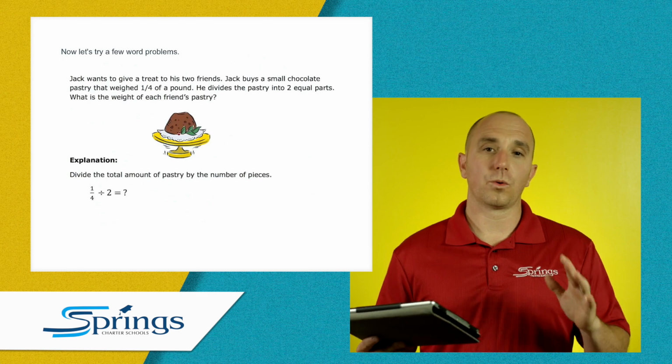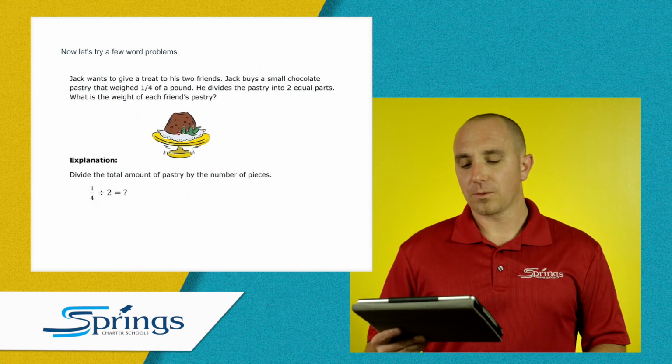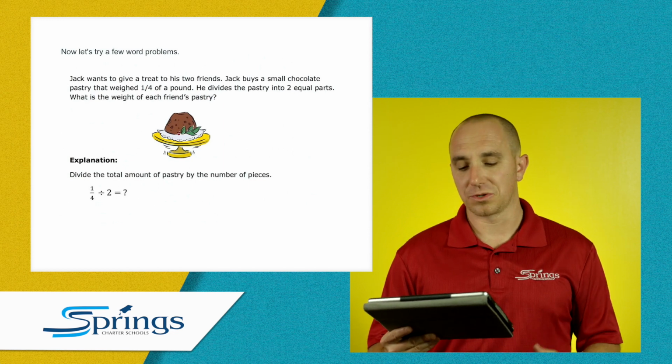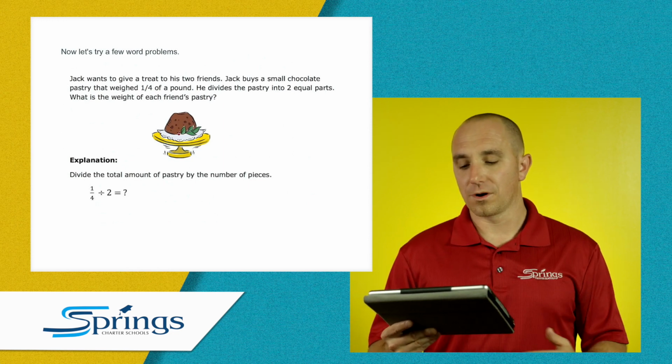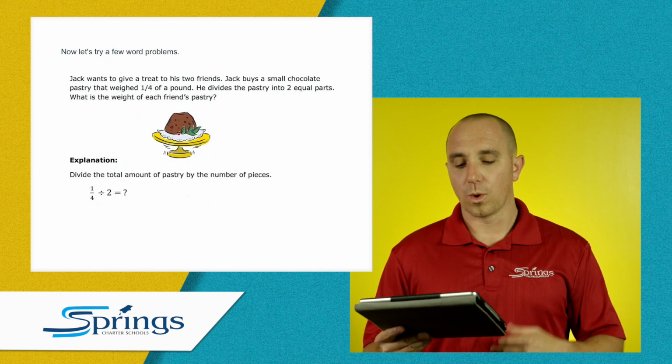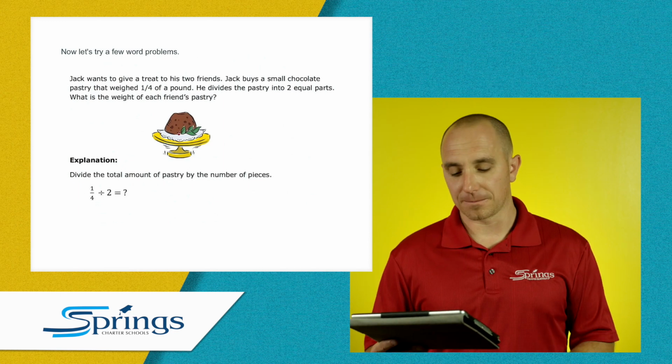All right, let's try a word problem here. Jack wants to give a treat to his 2 friends. Jack buys a small chocolate pastry that weighed 1/4 of a pound. He divides the pastry into 2 equal parts. What is the weight of each friend's pastry?